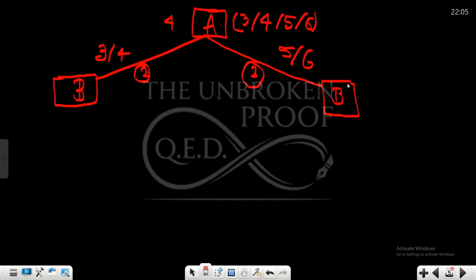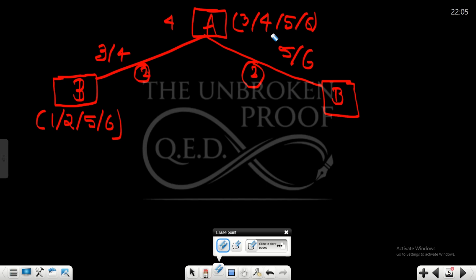Now B is such that it cannot be placed inside 3 and 4, right? So B can be placed in 1, 2, 5 or 6. Before I move forward, I have written a 3, 4. That means A is going to be placed in either 3 or 4. Similarly, here A is going to be placed in either 5 or 6. So that is the meaning of 3, 4 and 5, 6.